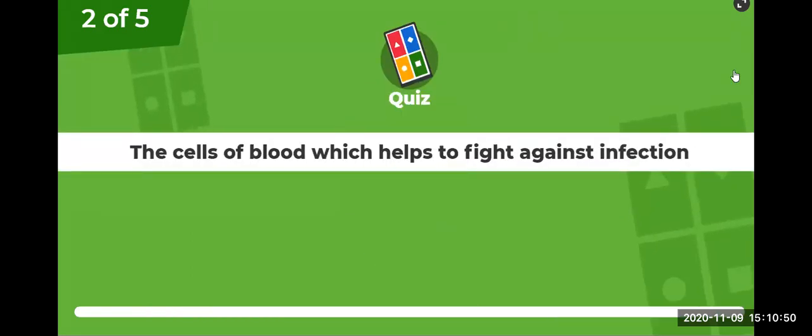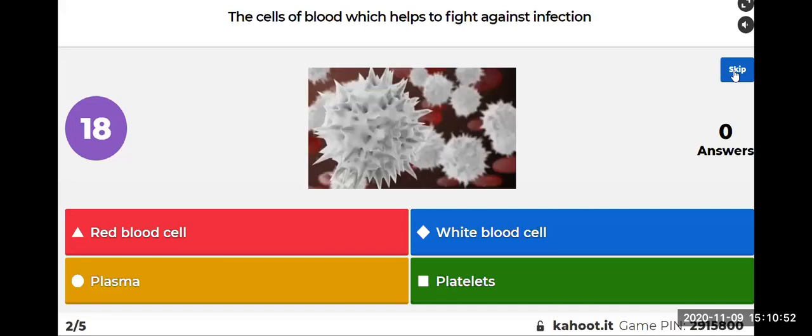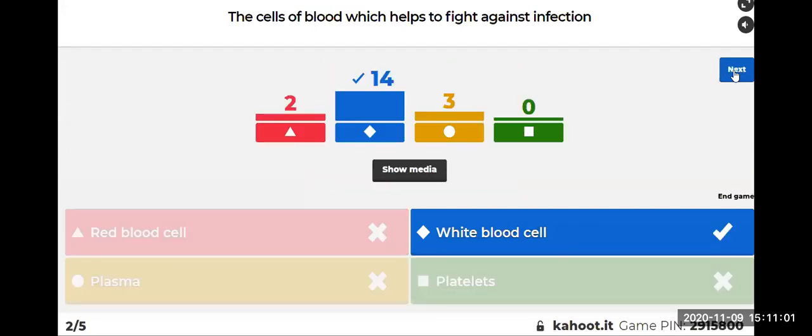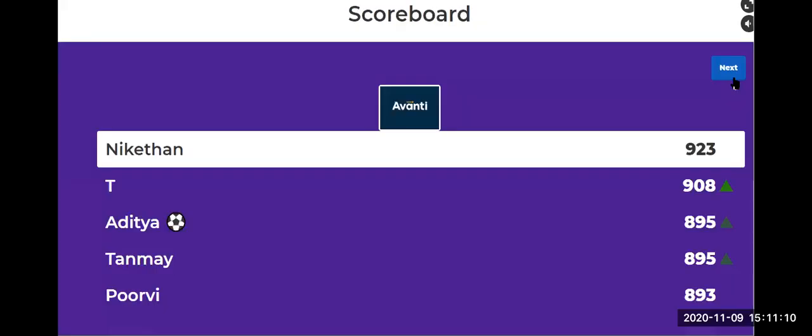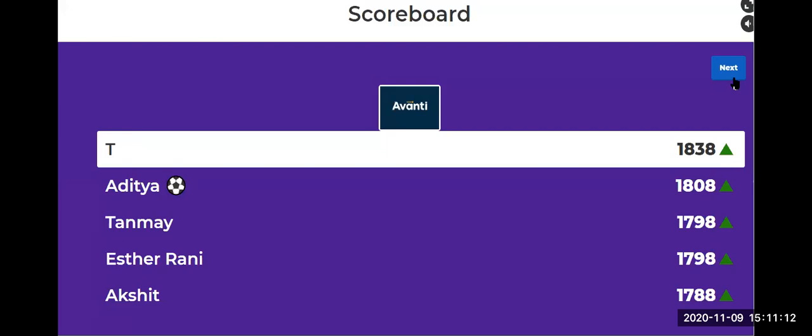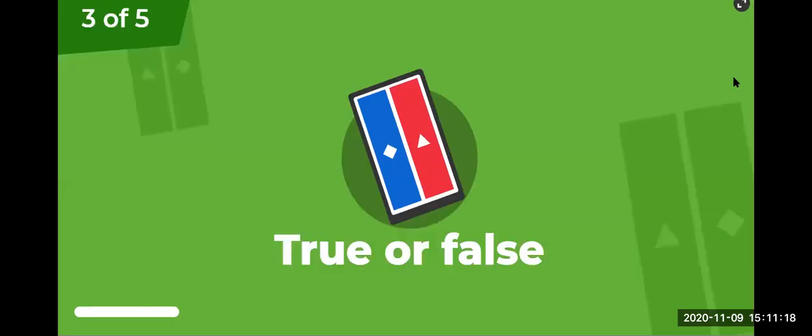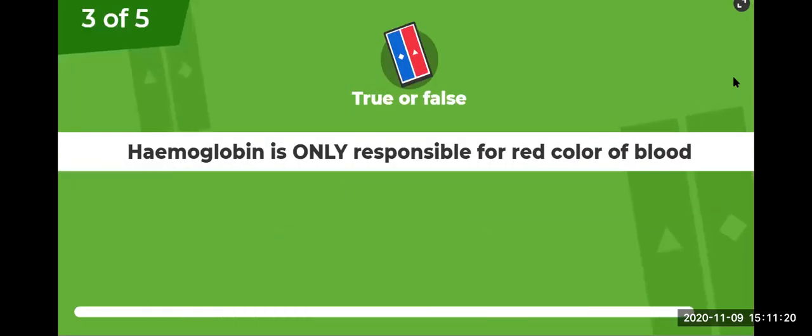The cells of blood which help to fight against infections. Tell me. Easy, everyone. Very good, everyone. White blood cells, right? White blood cells, guys. Wow. So Vishka is keeping her position. Very good. Esther is also keeping her position this time. Tanmay also. Aditya is giving competition.